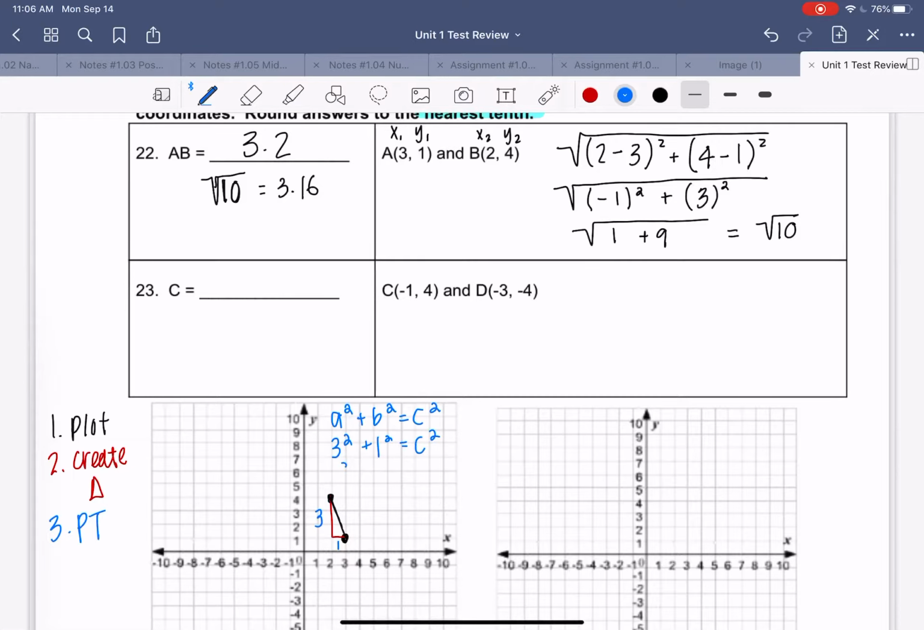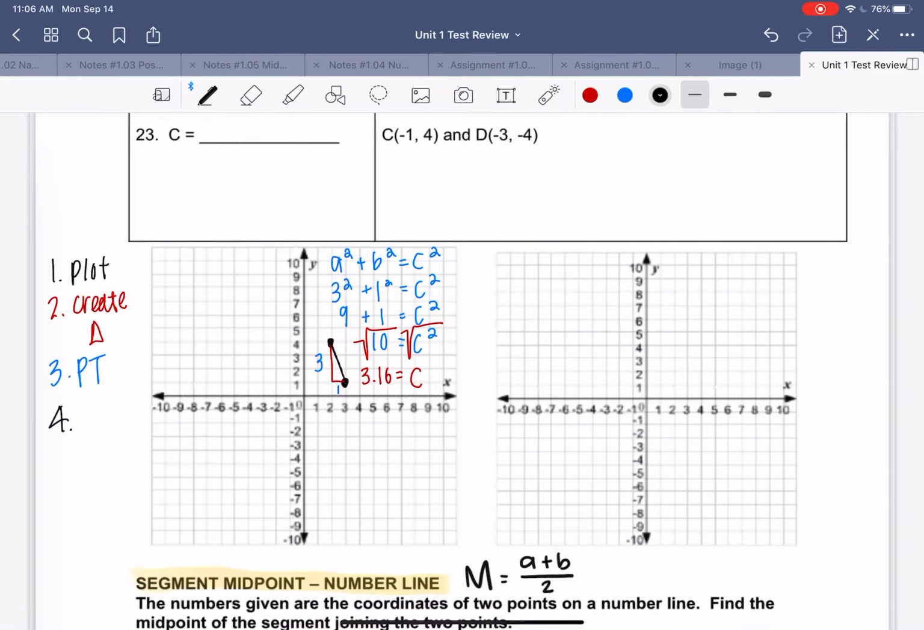3 squared is 9 plus 1 squared is 1 equals c squared. Then we have 9 plus 1 is 10 equals c squared. Take the square root to get c by itself, and you get the same answer, 3.16. Okay, so either way works. So your step 4 would be to solve for C.